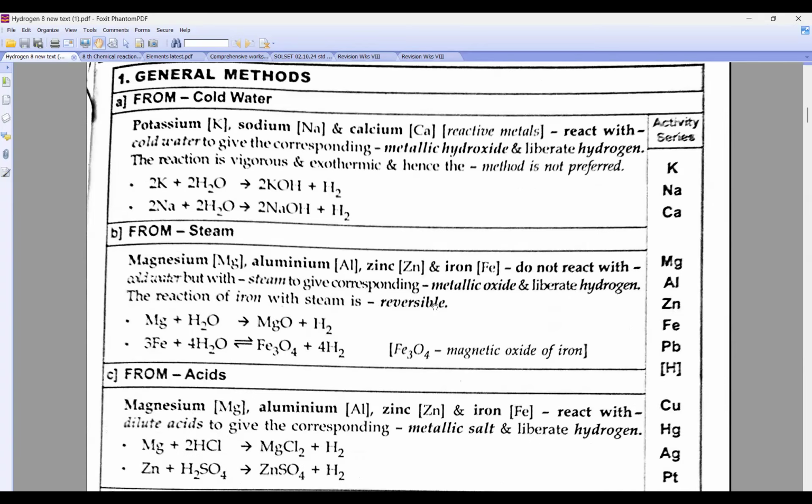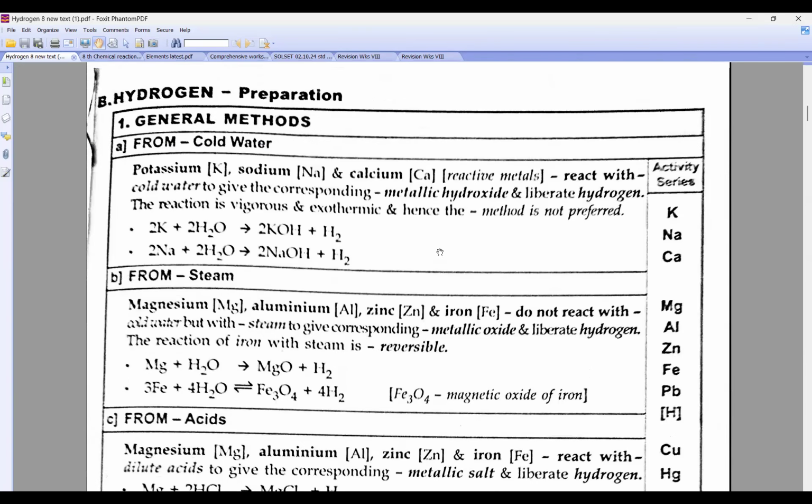Hydrogen reacts with what? It can be prepared by using what? We have done this, na beta. It can be prepared with what? Tell me. हम लोग ने किया था ये. Wait, अरे किधर गया?